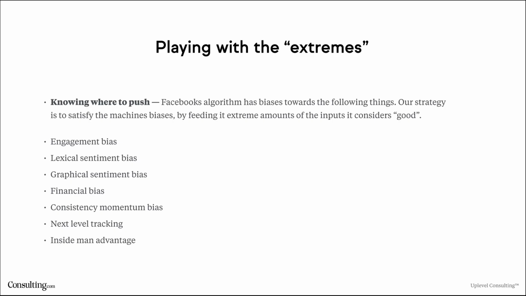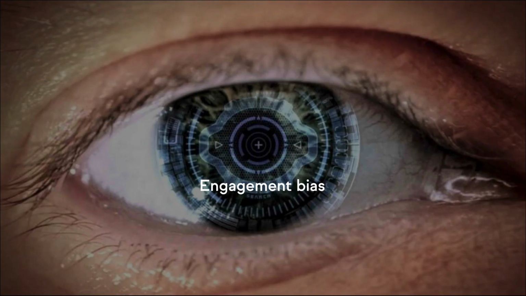And these are the different biases that we're going to play to: engagement bias, lexical sentiment bias, graphical sentiment bias, financial bias, consistency, momentum bias, next level tracking, and inside man advantage. So that's what these things are. These are going to be the tools that you use. And now let's jump into them and cover each one.